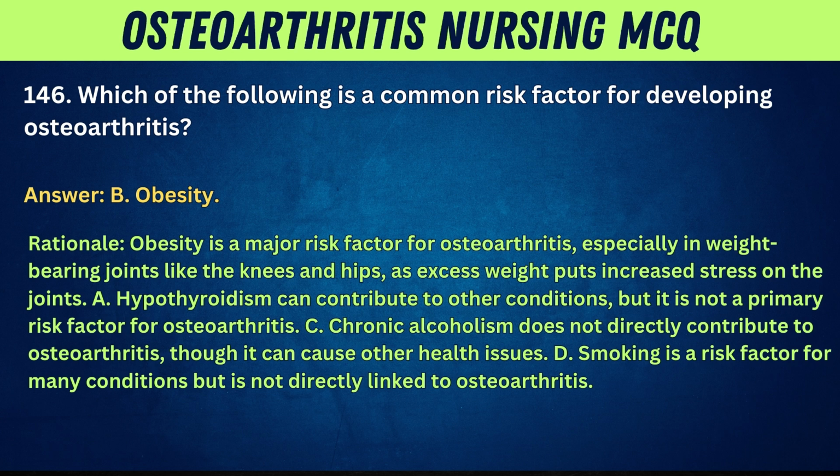A. Hypothyroidism can contribute to other conditions, but it is not a primary risk factor for osteoarthritis. C. Chronic alcoholism does not directly contribute to osteoarthritis, though it can cause other health issues. D. Smoking is a risk factor for many conditions, but is not directly linked to osteoarthritis.